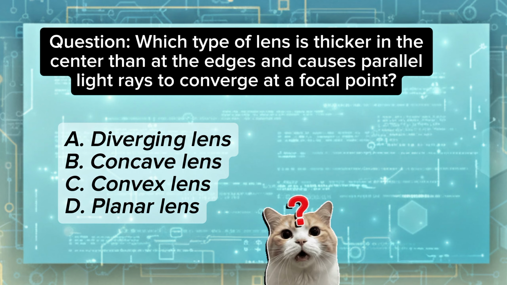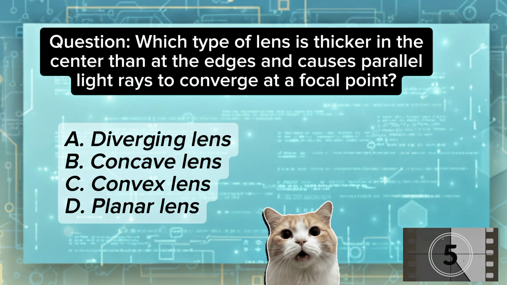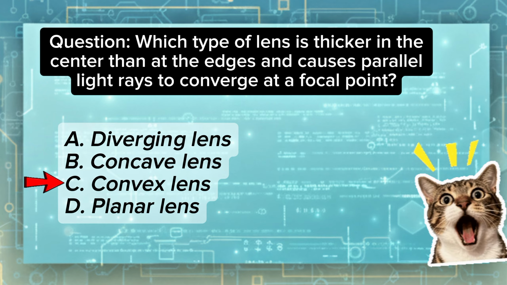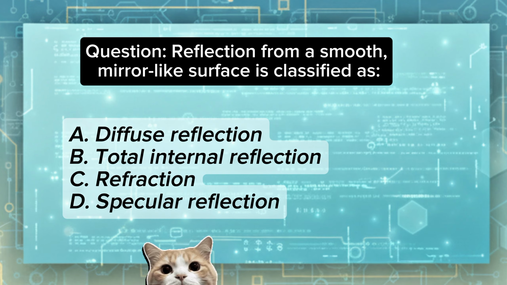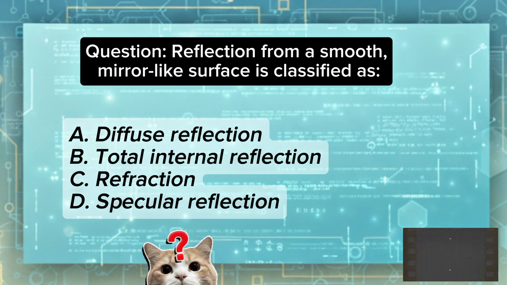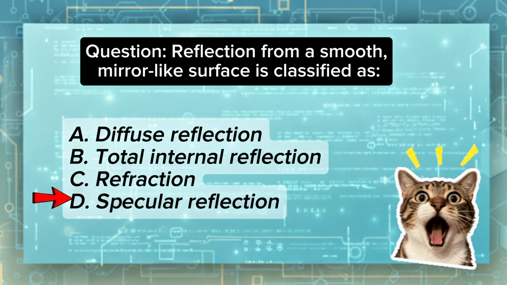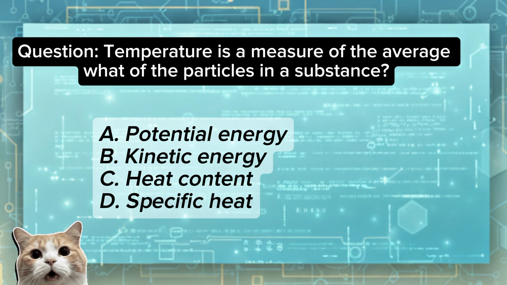Which type of lens is thicker in the center than at the edges and causes parallel light rays to converge at a focal point? Answer: convex lens. Reflection from a smooth, mirror-like surface is classified as? Answer: specular reflection. Temperature is a measure of the average what of the particles in a substance?